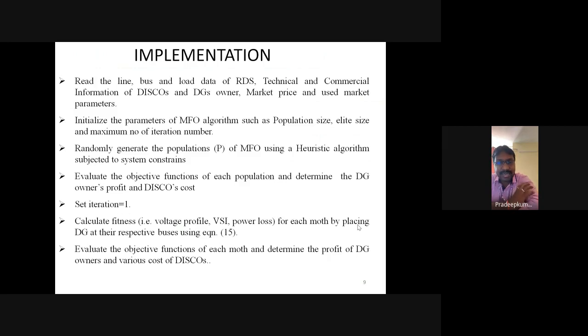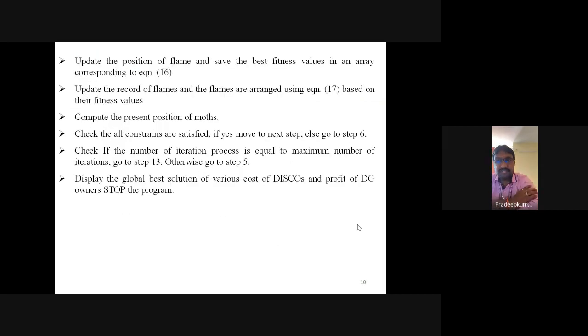Now, we have to set the iteration count. The iteration count initially should be equal to 1. Calculate and evaluate the fitness function and calculate the moth by placing DC. As already explained in the previous slide, we have to place the DC at a proper place at the respective buses. Evaluate the objective functions of each moth and determine the profit of DC owners and various costs of DISCOs. Update the positions of flames and save the best fitness values in an array. Update the record of flames, and the flames are arranged based on their fitness values.